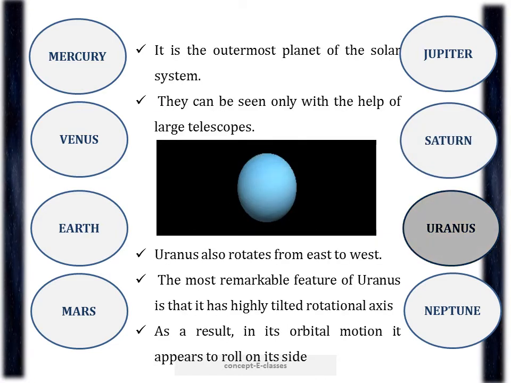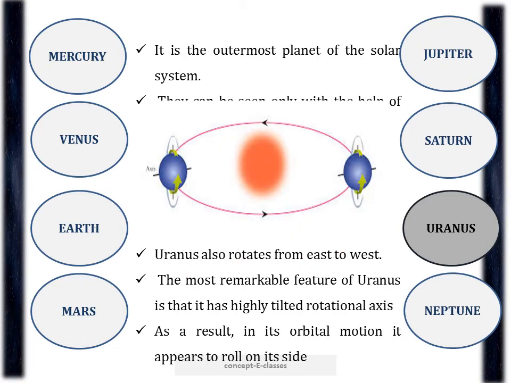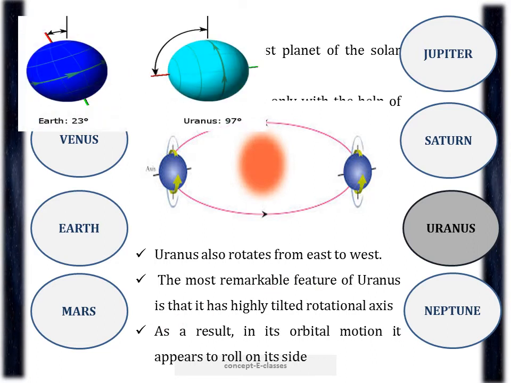The next planet is Uranus. It is the outermost planet of the solar system, and it can be seen only with the help of large telescopes. Uranus also rotates from east to west, and the most remarkable feature of Uranus is that it has a highly tilted rotational axis. If Earth has a tilt of about 23 degrees, Uranus has a tilt of about 97 degrees. As a result, in its orbital motion, it appears to roll on its side.